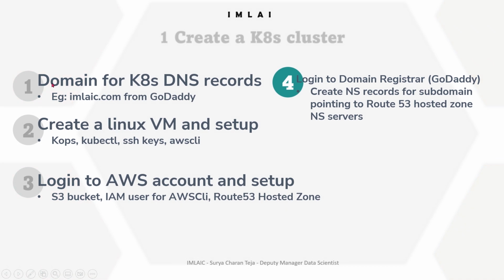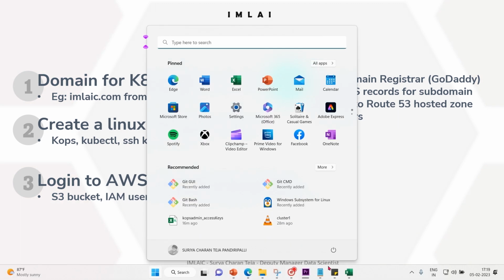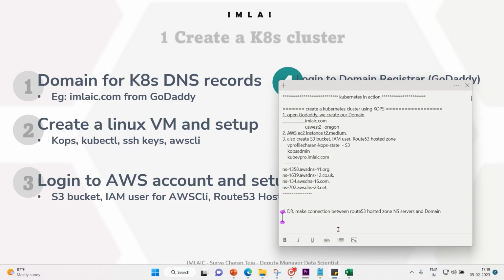So far we have done with domain, the first step, and the third step, and the fourth step. Now it's time to do the installation of kops, kubectl, SSH keys, and AWS. These are the steps left. Let's do that. So for that, the steps follow like this.